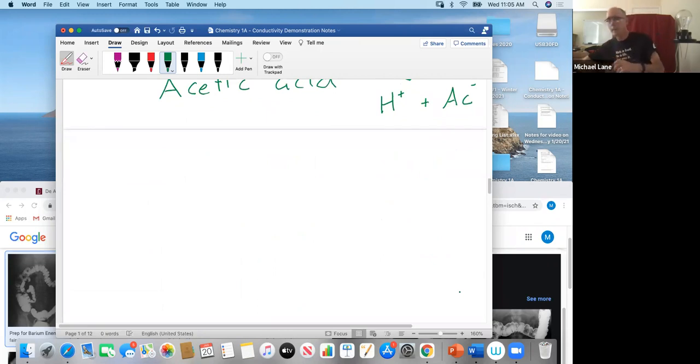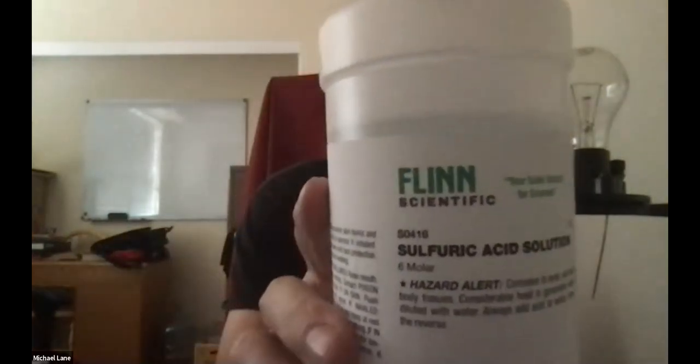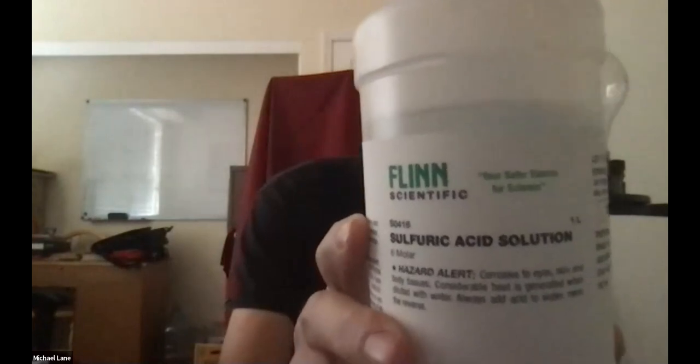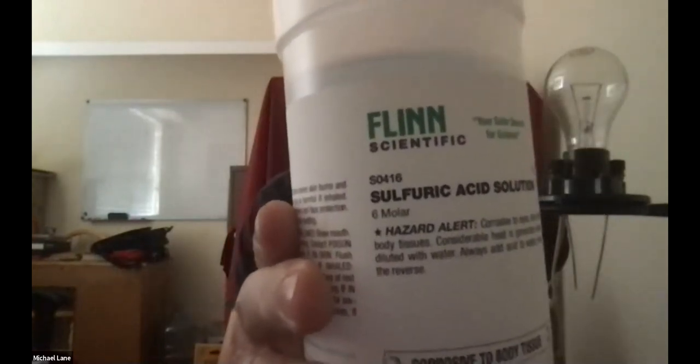Okay. So that was acetic acid, that was methanol, and I want to contrast this with one last one. Let me stop the sharing for a moment. Okay, so what I'm holding up here, let's see if you can read the label. There we go, sulfuric acid solution, and can you see there, it's coming into focus, 6 molar.